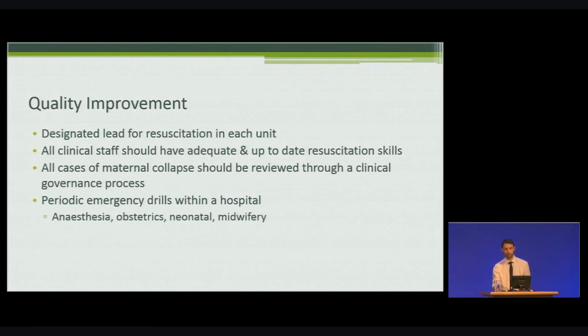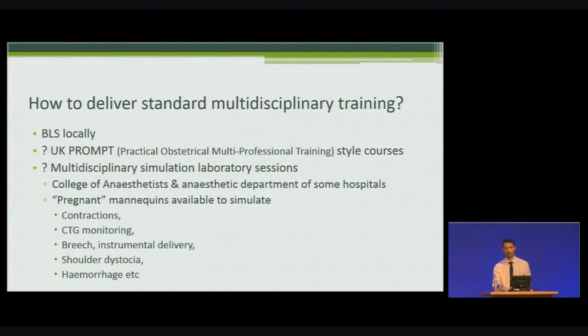I suppose the aim of this conference today is to try to determine how we are going to deliver standard multidisciplinary training across all of these emergency scenarios in every maternity unit in the country. I've just put a few questions up there because I don't know how we are going to do it, but should we provide basic life support and training locally? Should we be doing something along the lines of the UK PROMPT-style courses? Should we be doing multidisciplinary simulation laboratory sessions?